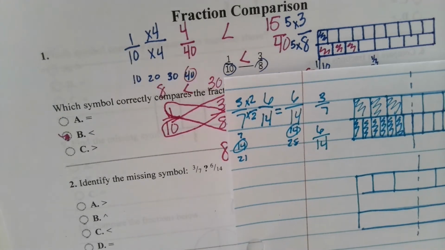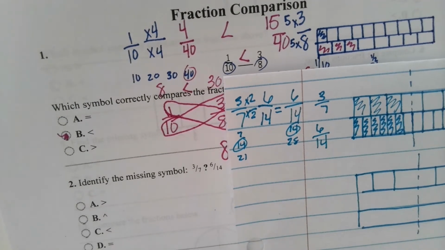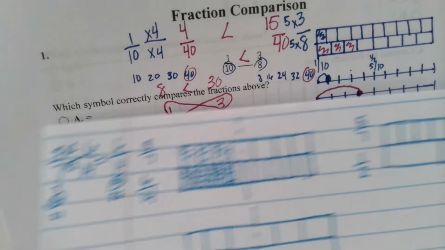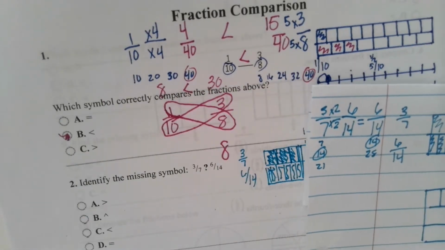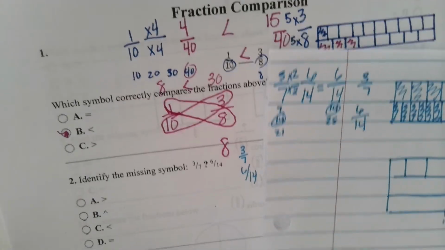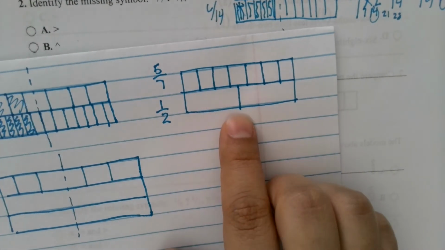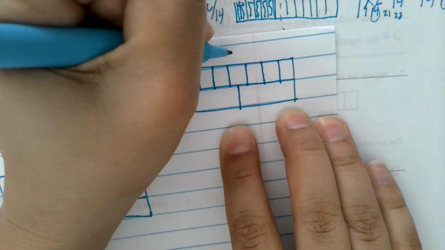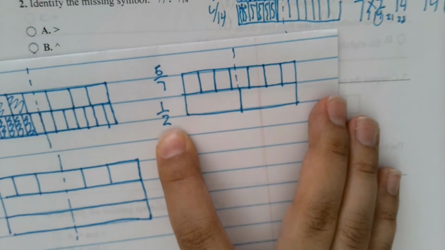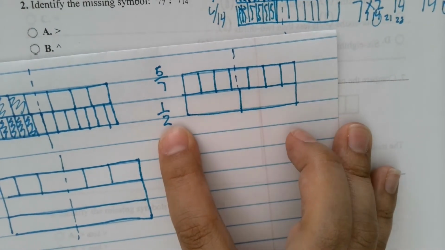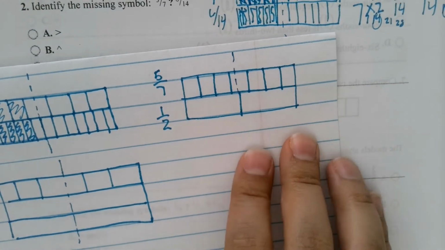All right, if we look at number 3, we're comparing 5/7 and 1/2. There we go. So I already have it drawn out. Same thing here. This is my halfway mark. Now the good thing about the halfway mark for my bottom fraction, 1/2, is 1/2 is 1/2.